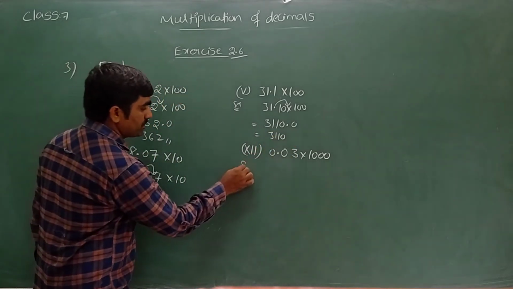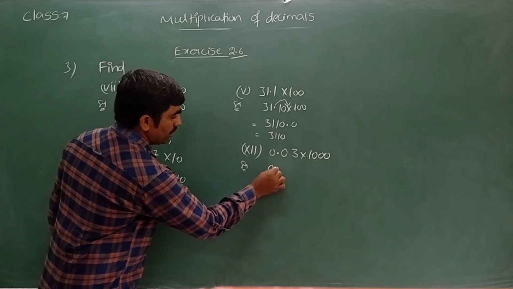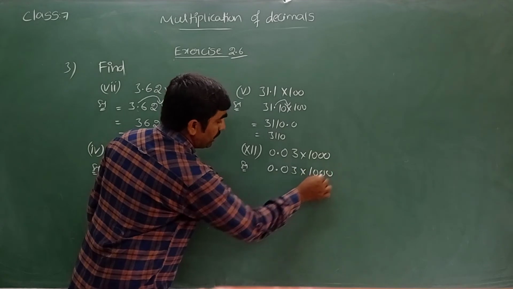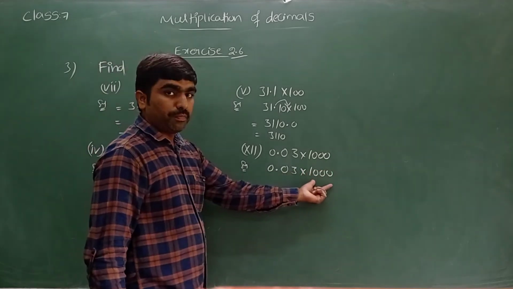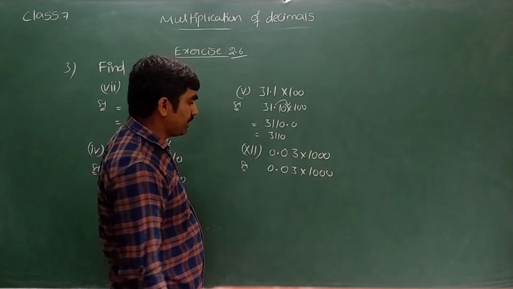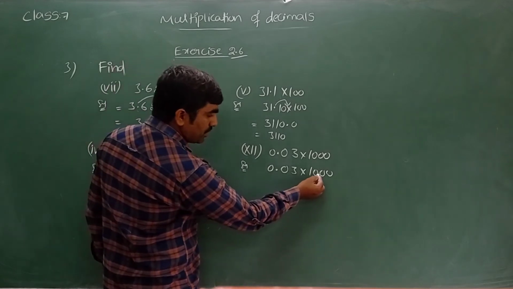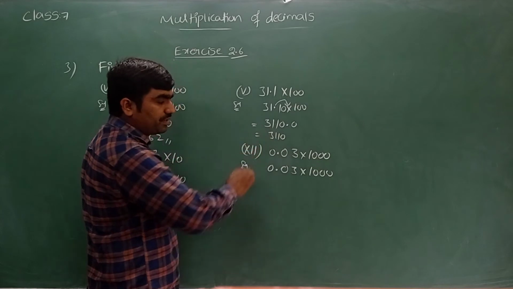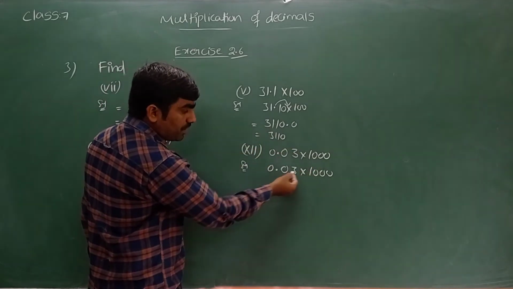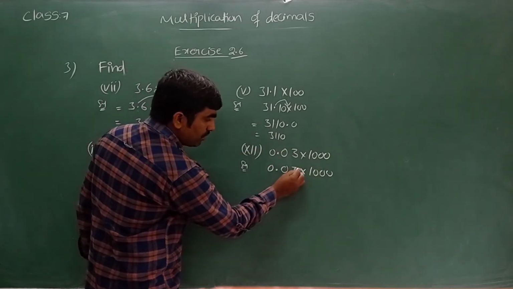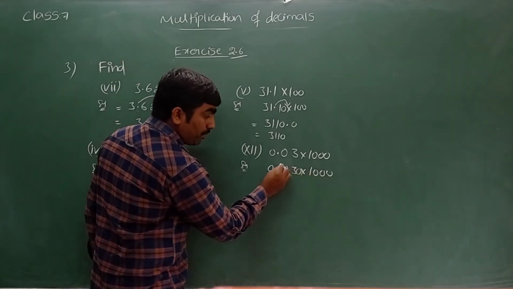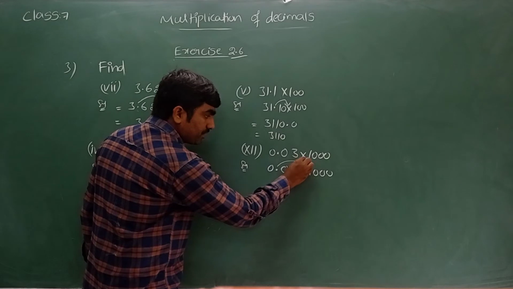Yes. Now we'll see the last one. The given number is 0.03 into 1000. They are multiplying a decimal with a positive integral power of 10. Here I can see 3 zeros, so the decimal point we need to shift right after 3 digits. On the right side I can't see 3 digits, I can see only 2 digits. You can keep one more 0. Yes. Now we have 3 zeros, so the decimal point shifts right after 3 digits.